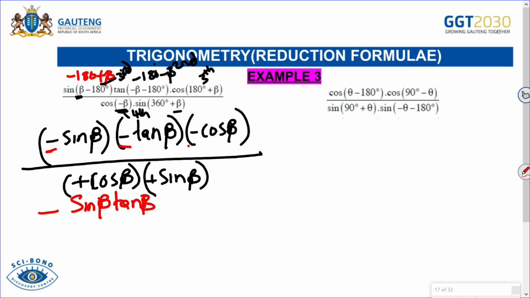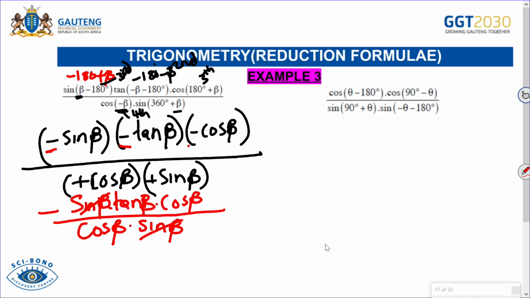So tan beta, and then it's cos beta, and then it's all over cos beta times sine beta, right? So your sine beta and your sine beta cancel, you only do this when there's multiplication. If there's a sign in between, you cannot, mathematically it's not correct. So cos beta with that cos beta, then your answer is going to be negative. It's not going to be negative tan beta. Then you've got yourself your answer.